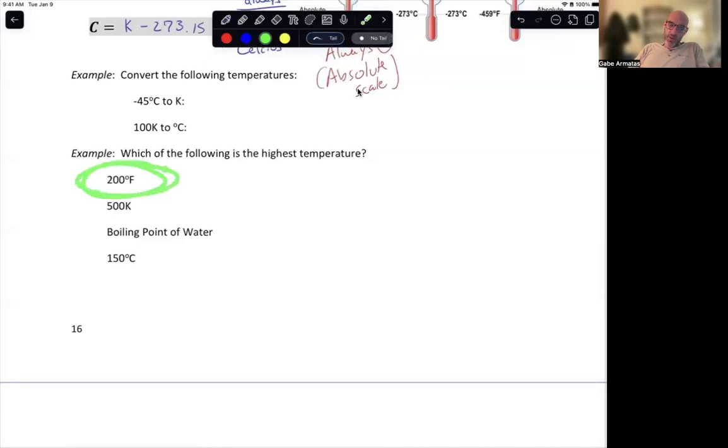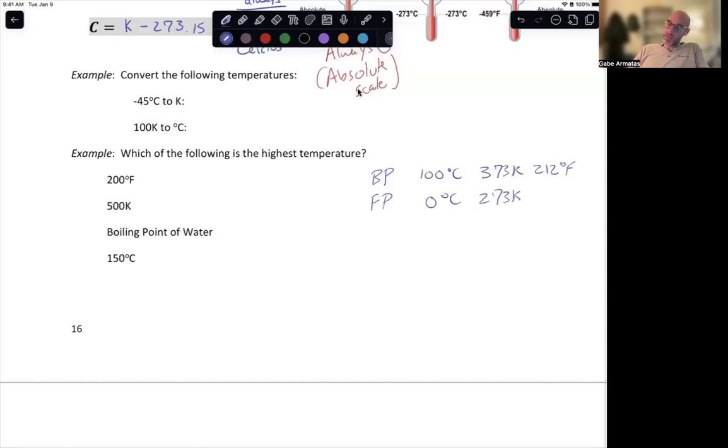Which one is higher, 200 degrees Fahrenheit or 500 degrees Kelvin? Well, what we want to recognize are a few values. The boiling point of water is 100 degrees Celsius. If I add 273 to that, it is 373 degrees Kelvin, and the boiling point of water is 212 degrees Fahrenheit. The freezing point of water is 0 degrees Celsius, 273 Kelvin, and 32 degrees Fahrenheit. So we're just thinking about relative numbers.